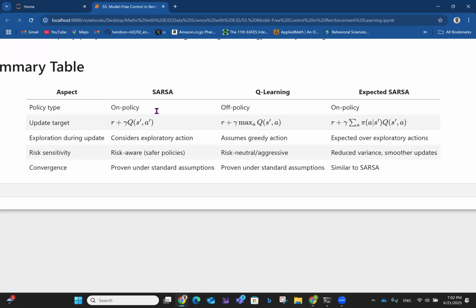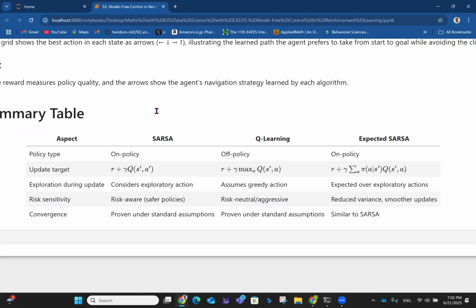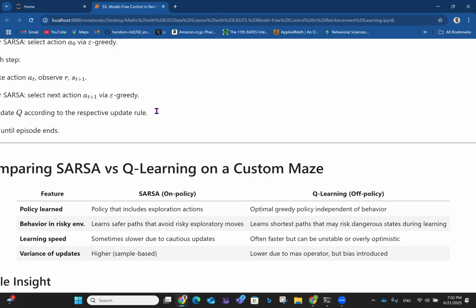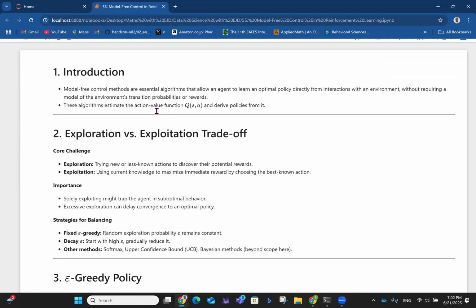For exploration during update, SARSA considers the exploratory action, while Q learning assumes the greedy action. Expected SARSA is expected over exploratory actions. On risk sensitivity, SARSA is risk aware and so it goes for safer policies, while Q learning is risk neutral and aggressive. Expected SARSA has reduced variance and smoother updates. For convergence, SARSA is proven under standard assumptions, Q learning convergence is also proven under standard assumptions, and expected SARSA is similar to SARSA. So that's some idea about model-free control in reinforcement learning.